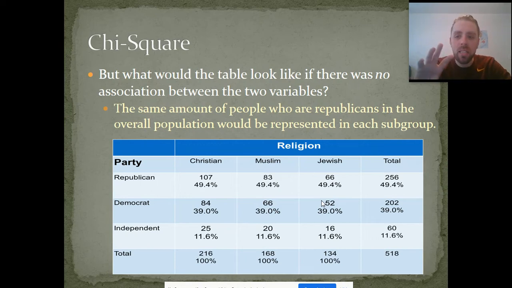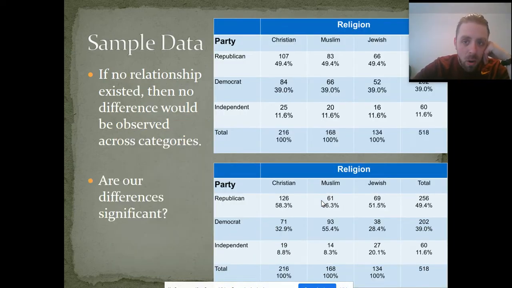So all you're doing, if you see this type of data, is throwing a condition on it and saying, I want to divide this into 3 religious subgroups, but it does not change the overall proportion of Republicans, Democrats, and independents. Okay? So looking at the 2 elements of the sample data here, if no relationship exists, then no difference is observed across the categories. It would all be happening at the level of political affiliation, not at the level of religious affiliation.